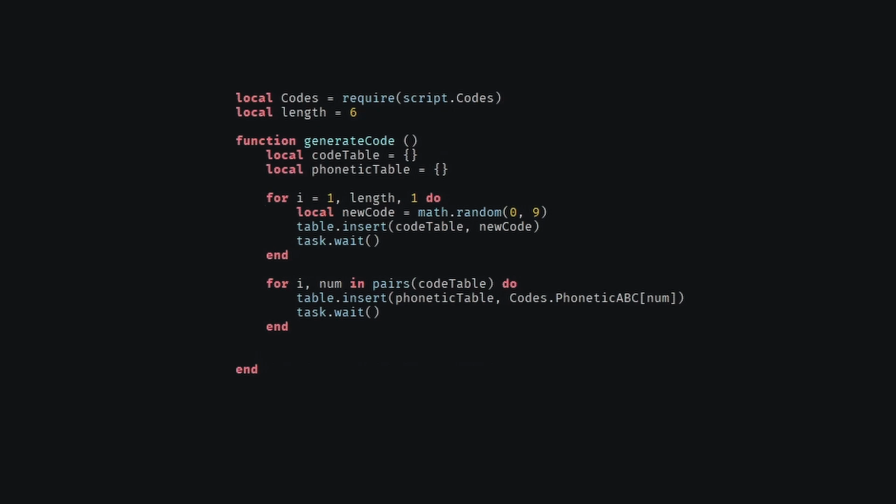Now we're just going to return each table for when the generate code function is called. The tables will be passed through and be able to be concatenated and unpacked. We can now call the generate code function with two values, which I'll call numerical codes and phonetic codes, which we'll use to print the codes. Before we can do that, we'll need to use the table.concat and table.unpack functions to properly get them the way we want.